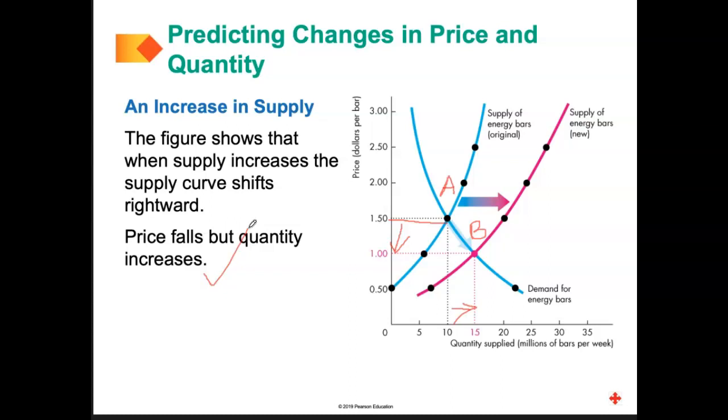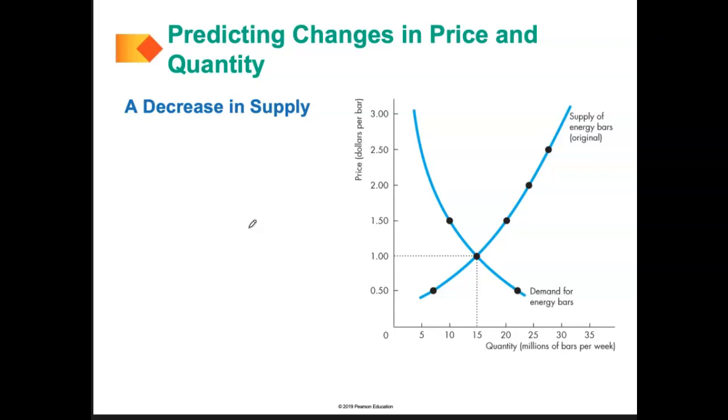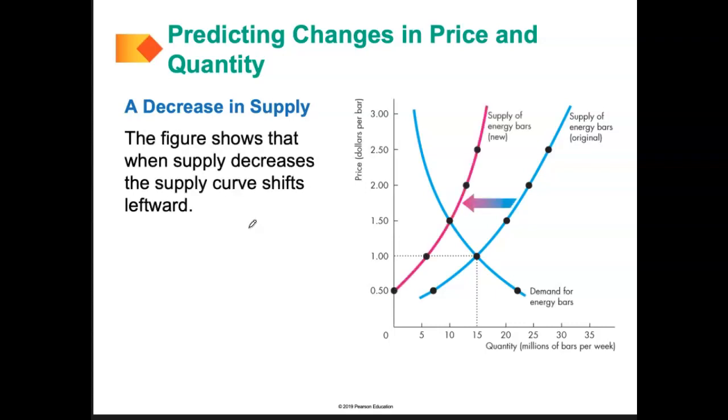Okay, then we have a decrease in supply. A decrease in supply will have the supply curve shifting to the left. Okay, so a decrease in supply, the supply curve will shift to the left. And again, we compare the old equilibrium to the new equilibrium point. So this is the old one to the new equilibrium point. Okay, and we see what happens to price.